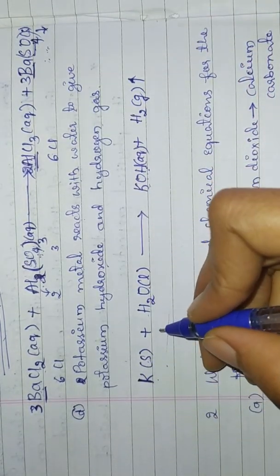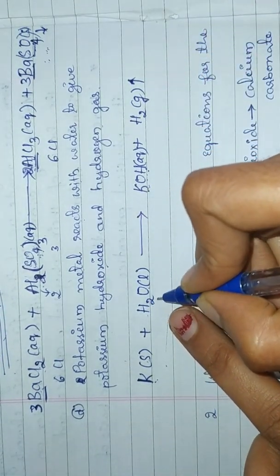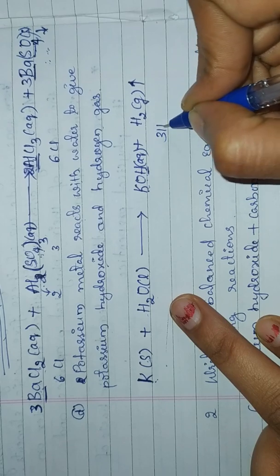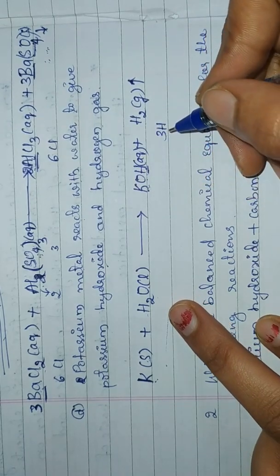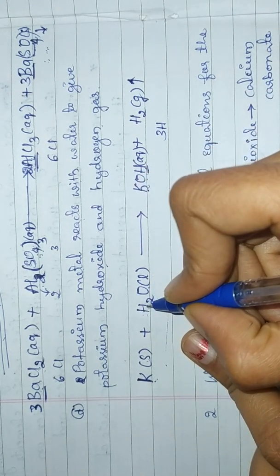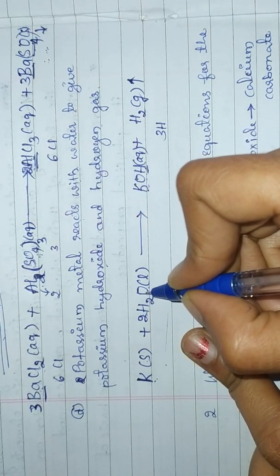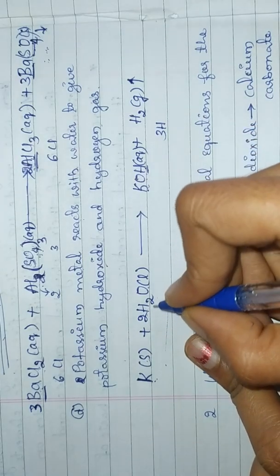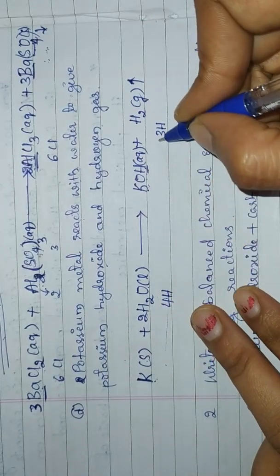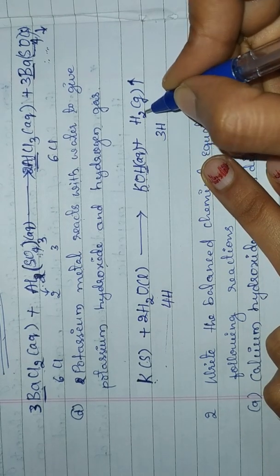Okay, see here one potassium, here also one potassium. Next see hydrogen atoms: 2 here, and here 2 plus 1, 3 hydrogen atoms are there. Okay, so here we have to multiply by 2. We will multiply this water molecule in the reactant side by 2. So how many hydrogen atoms are there now? 4 hydrogen atoms are there in reactant side, but in product side, how many are there? Only 3 are there. Okay, 2 here and 1 here.